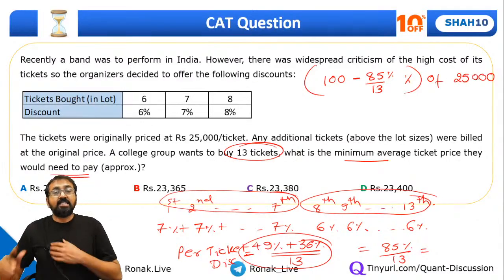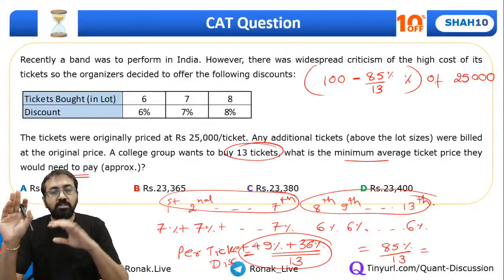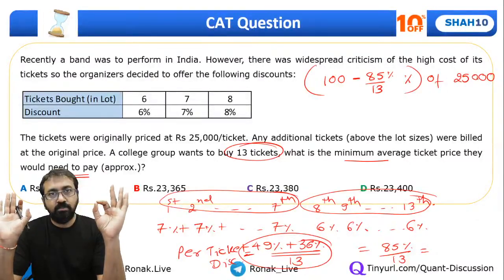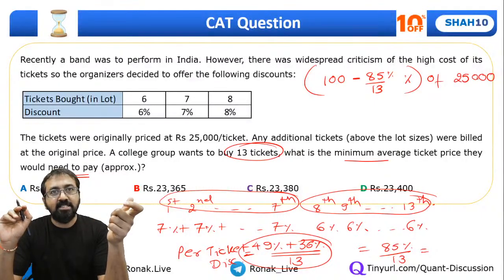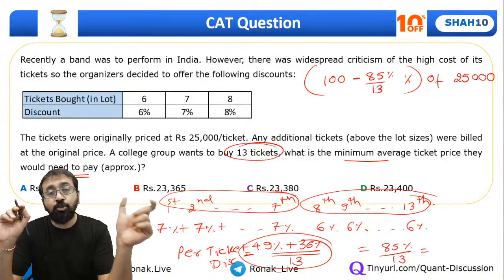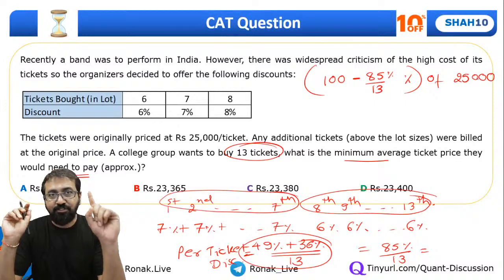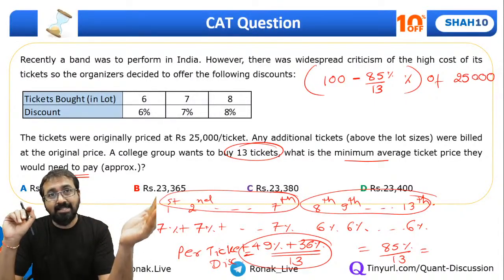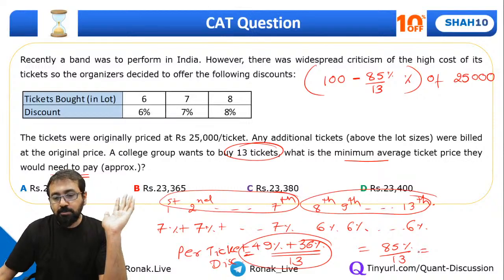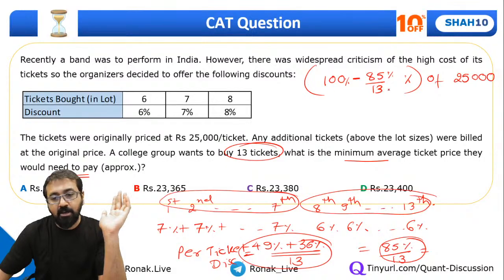Have you understood this? See guys, for example, if I got 8% discount, how will I calculate the ticket price? Can I say my ticket price will now be 92% of the original price? If I get 8% discount, then my ticket price will be 100 minus 8, that is 92%. So how much percent discount have you obtained on an average? 85 by 13% discount. So I'm subtracting it from 100.